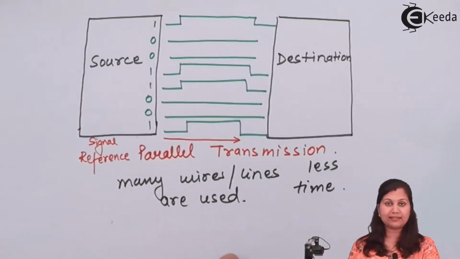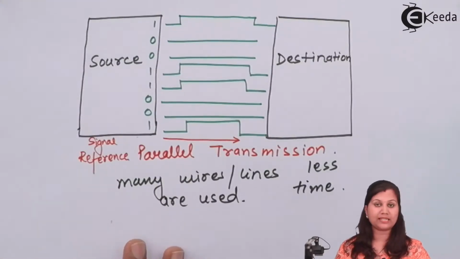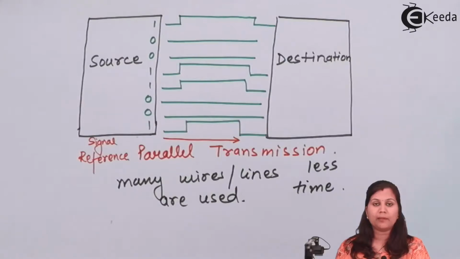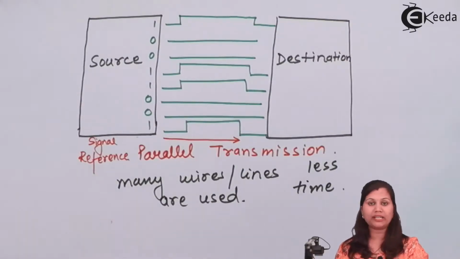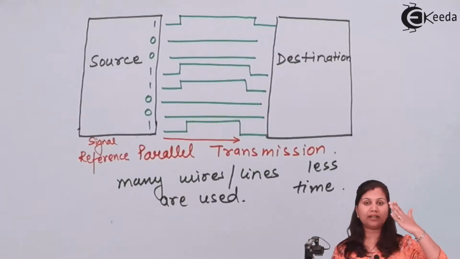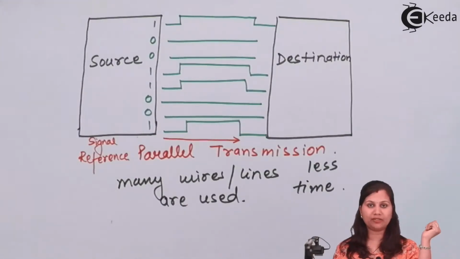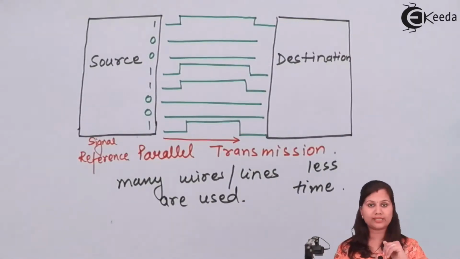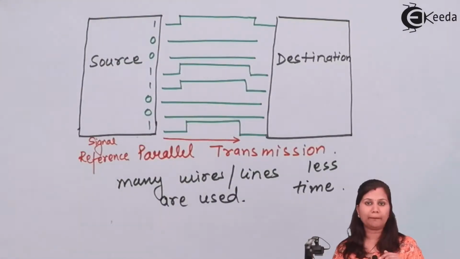Now, as less time is taken in parallel transmission and more time in serial, whenever we want to transmit data over long distances, it is very difficult to use parallel transmission, because each bit has a separate wire. So if we want to transmit 16-bit data, we have to join 16 lines between the input output devices and, suppose, the computer and microprocessor we are using. So many wires we have to use, and those wires cannot be used for long distances. So for long distances we prefer serial transmission over parallel transmission.